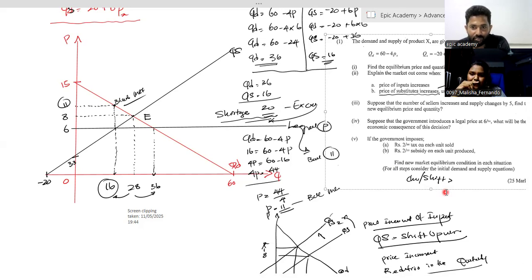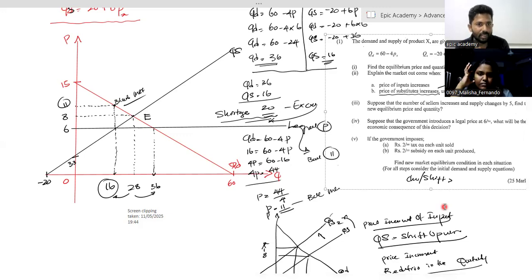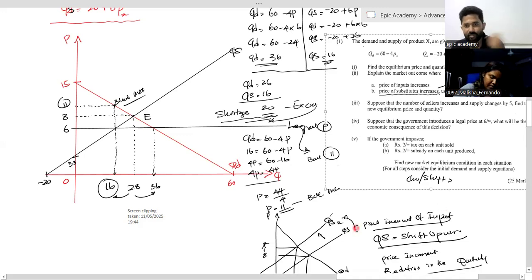"For all steps, consider the initial demand, supply, and equation." Yeah, it is written in here. You didn't recognize it at first. Okay, just now I saw it. Sorry, I didn't see that one. Right. Okay, now let's move to the first question, part A, and then go to part B.